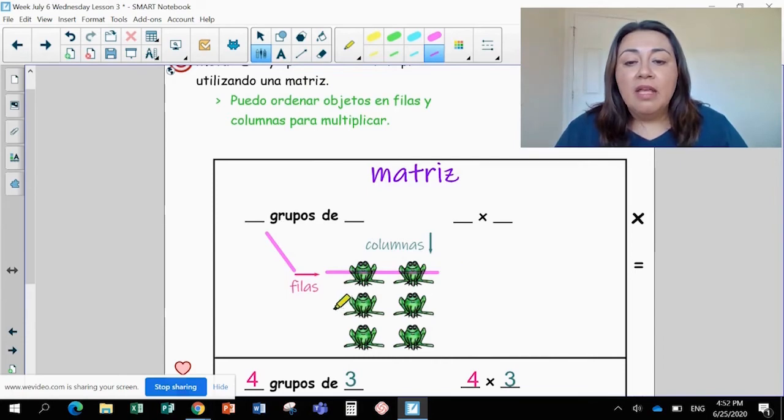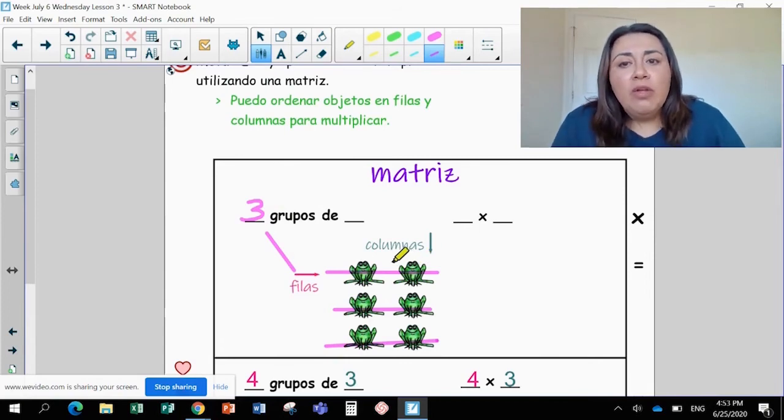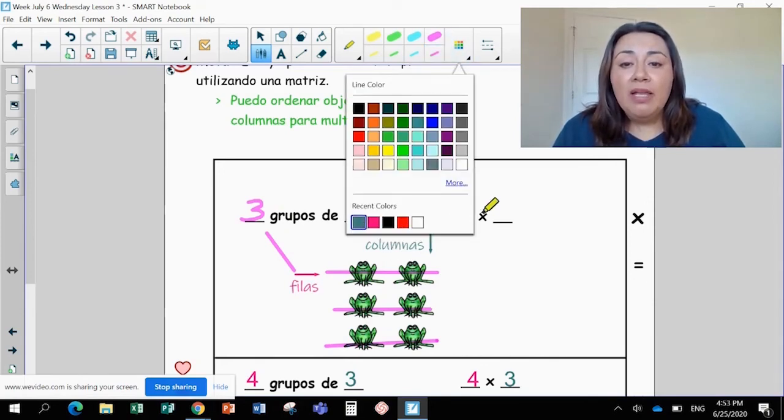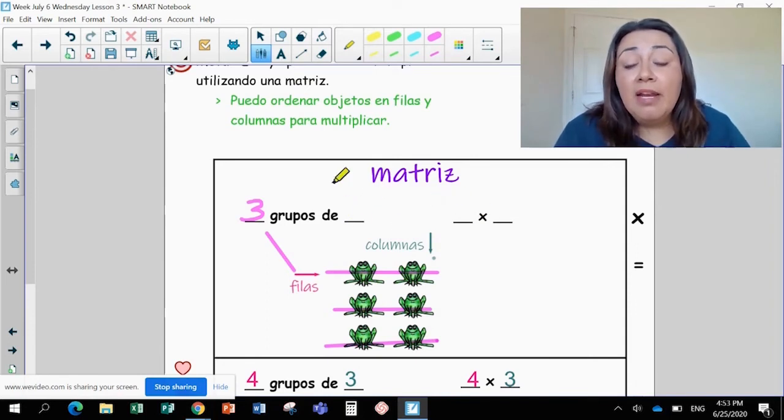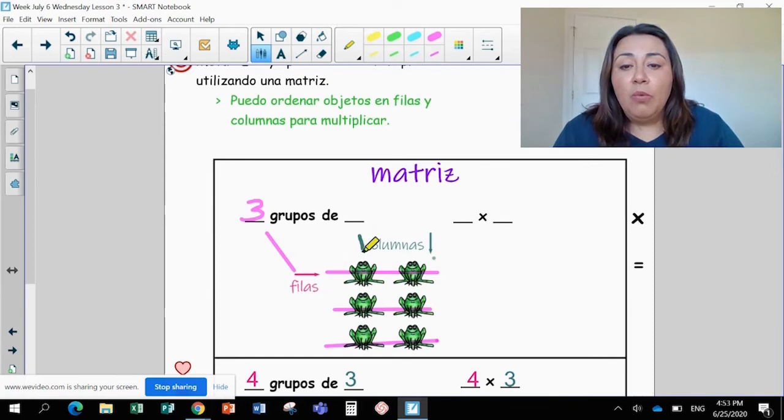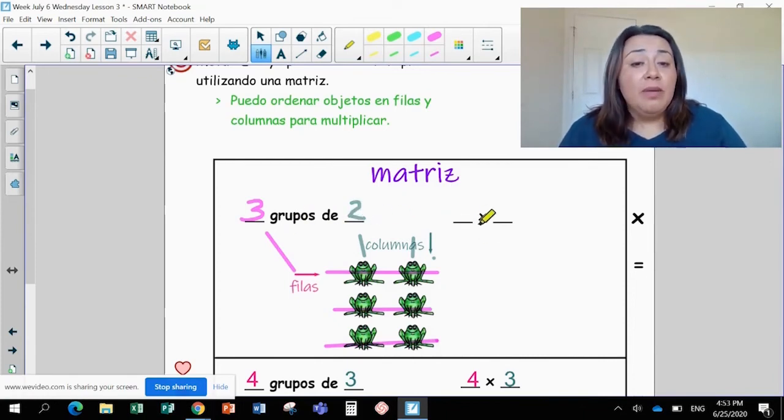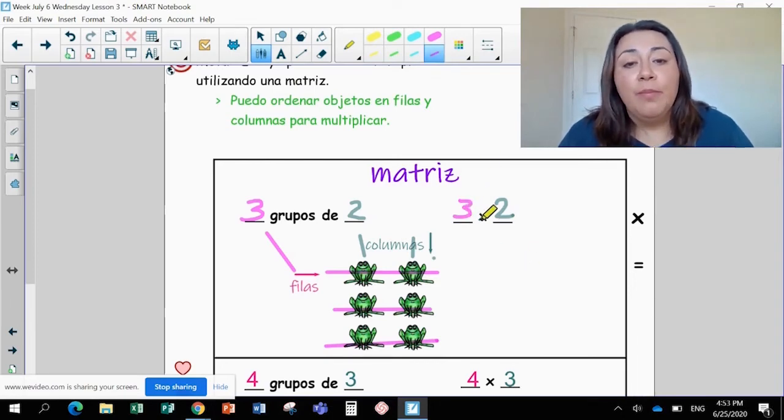Una fila, dos filas, tres filas. En este caso hay tres grupos. Las columnas nos dicen cuántos hay dentro de los grupos. Entonces, la cantidad de columnas viene siendo igual que la cantidad dentro de cada grupo. Así que vamos a ver. Una y dos. En este caso, cada fila o cada grupo tiene dos ranitas. Entonces, súper fácil, ¿no creen? Tres grupos de dos. Y si lo vamos a poner aquí en una expresión de multiplicación, sería igual tres grupos de dos. Tres por dos.